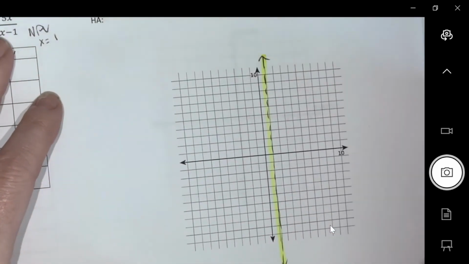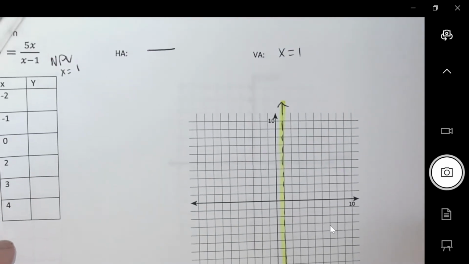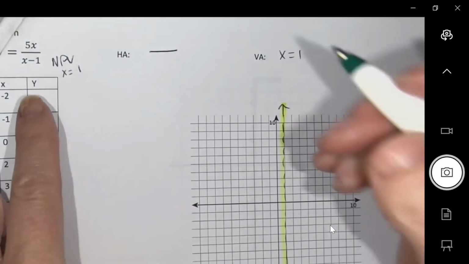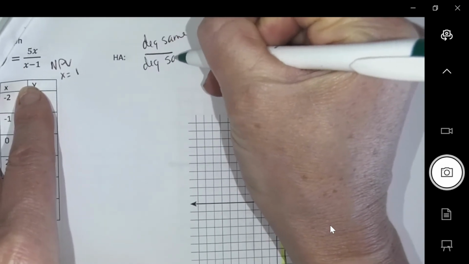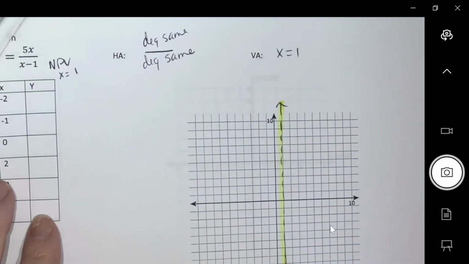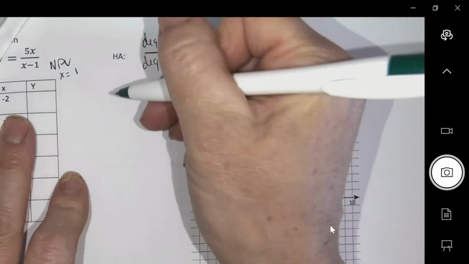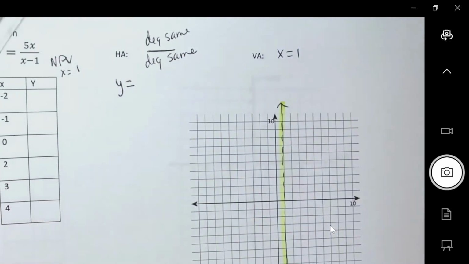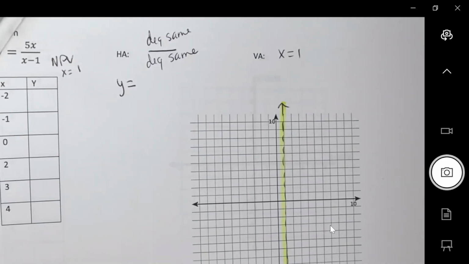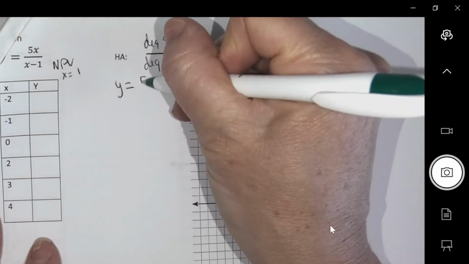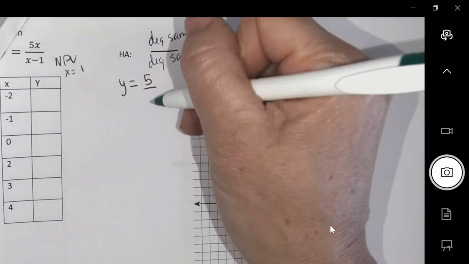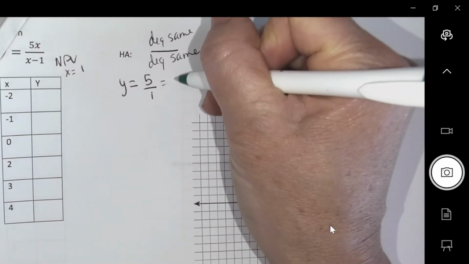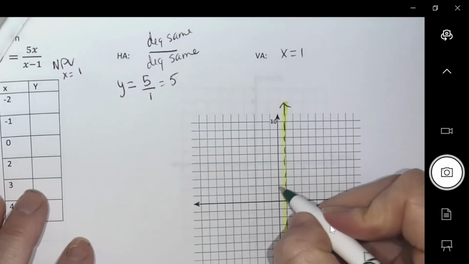Okay, talk to me about my degrees. Higher or same? The degrees are the same. So what do we do? We divide the coefficients. What's the leading coefficient of the top? 5, because 5x. What's the leading coefficient of the bottom? 1. So y equals 5.